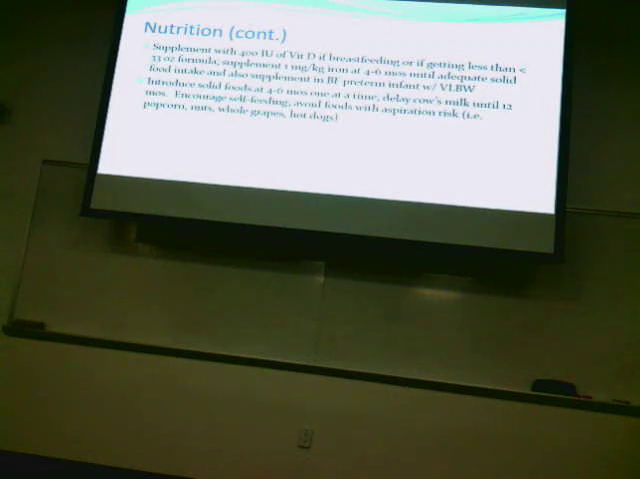So solid foods, like we just mentioned, 4 to 6 months, and you want to introduce them one at a time, just to gradually wean them in, and also you can observe them when they get a new food to see if they have any allergic reactions or intolerance to that food. Cow's milk, you want to delay that until 12 months because of the risk of iron deficiency anemia. You want to encourage self-feeding and avoid any foods of aspiration risk, like popcorn, nuts, whole grapes, or hot dogs. You want to cut those off for the kiddo.